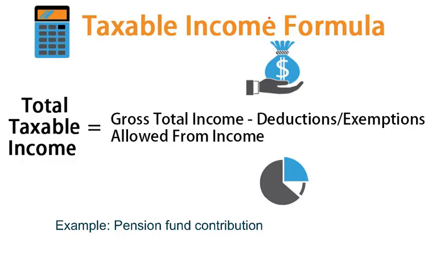Then another term is taxable income. How do we calculate taxable income? We take the gross total income, in other words, all our income, that was the gross remuneration, and then we deduct all our deductions. You will remember in a previous lesson, we looked at the different deductions. Now you will deduct all the deductions and exemptions.